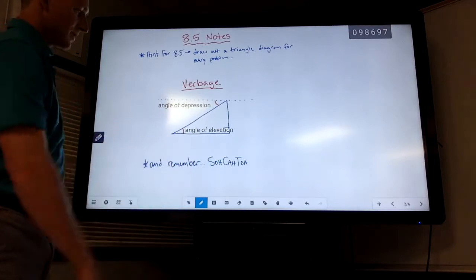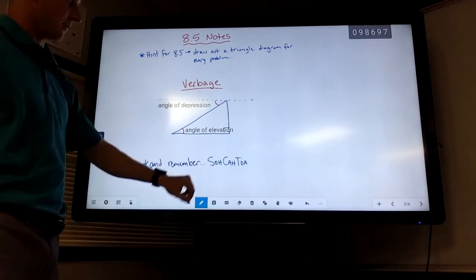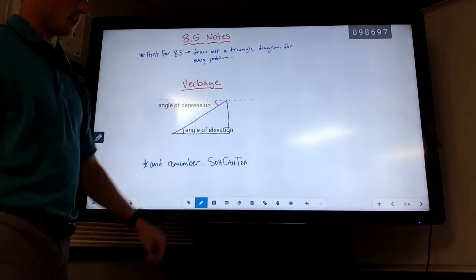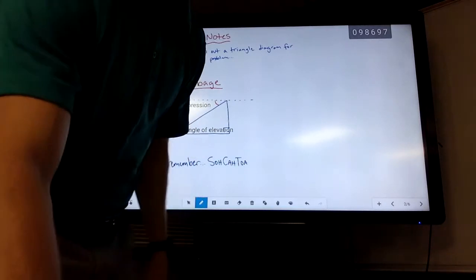And then just remember SOHCAHTOA. So sine is opposite over hypotenuse, cosine is adjacent over hypotenuse, and tangent is opposite over adjacent.